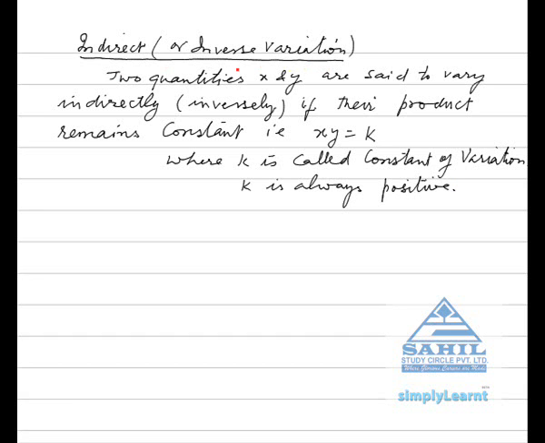Indirect or inverse variation. Two quantities x and y are said to vary indirectly or inversely if their product remains constant, that is xy is equal to k, where k is called the constant of variation. k is always positive.